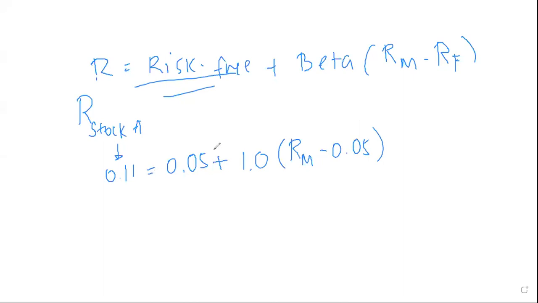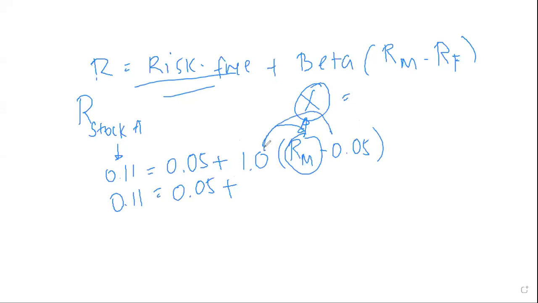If you have a scientific calculator, you can mark this as X and solve for X. If you only have a basic calculator, we'll solve it manually. So 0.11 is equal to 0.05 plus, distribute here, 1.0 RM minus 1 times this one.